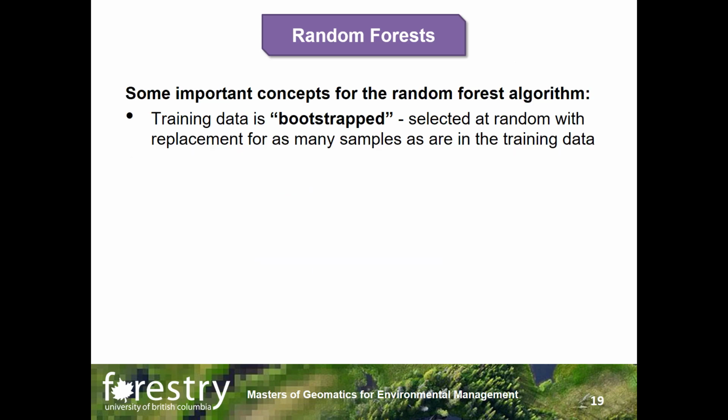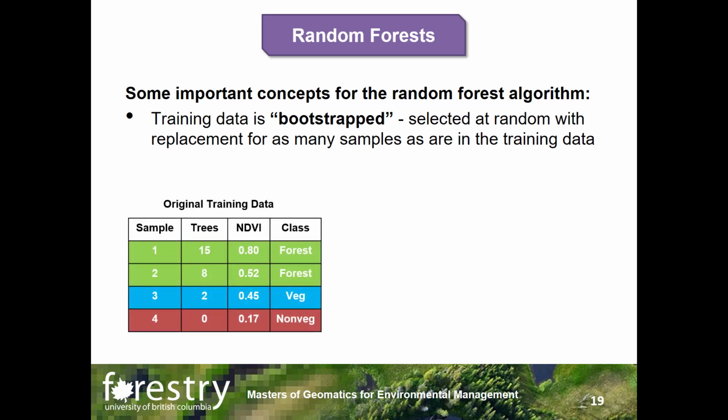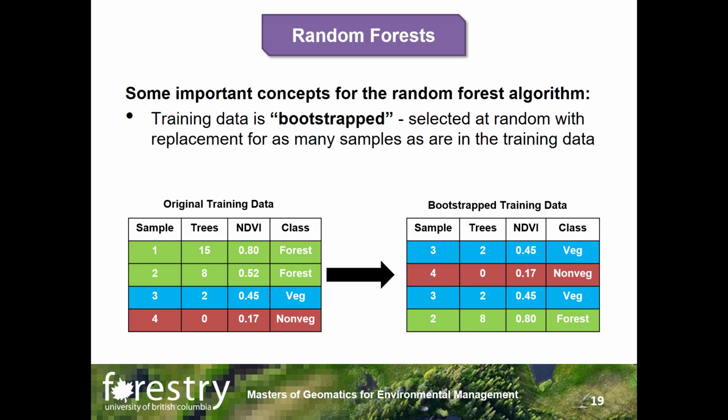Random forest relies on a process known as bootstrapping. Bootstrapping takes our initial training data and samples from it with replacement to create a new training data set that will be used to grow one decision tree. The idea here is that some of our training samples will be left out or duplicated in the bootstrap dataset. For example, sample number 3 was selected twice, and sample number 1 was omitted from the bootstrap dataset.